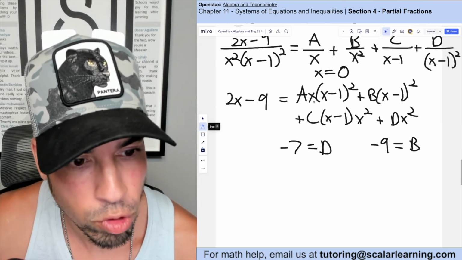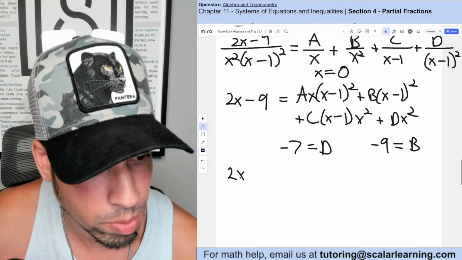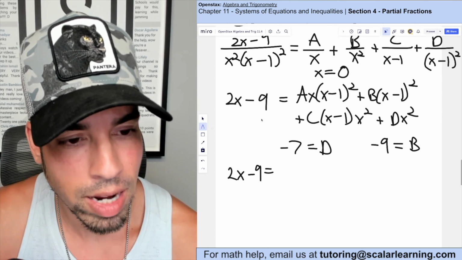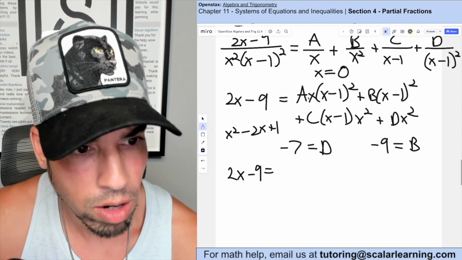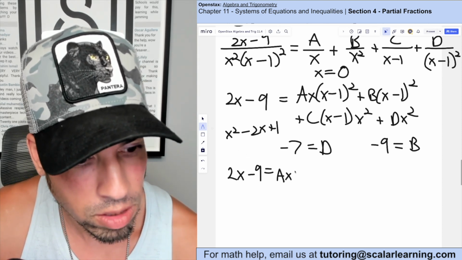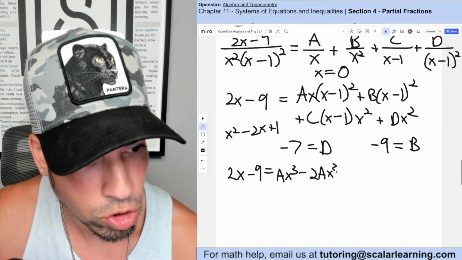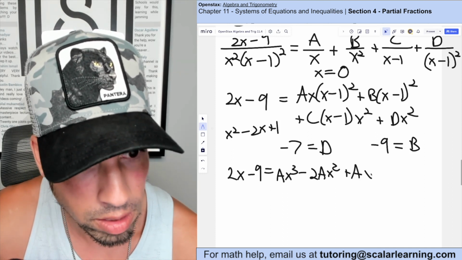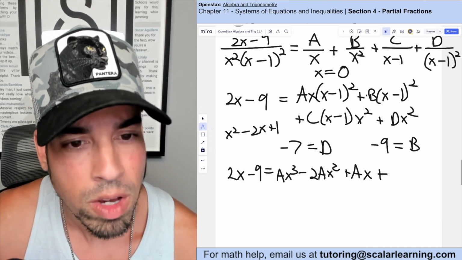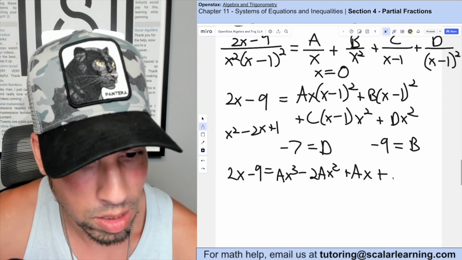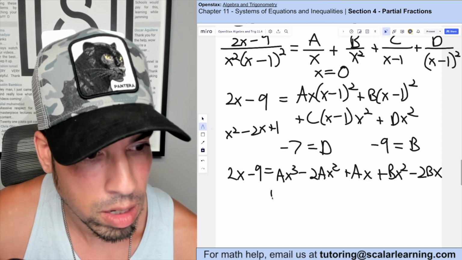Now just making a little bit more room. Now I'm going to simplify the top, knowing that negative 7 is D and negative 9 is B. So we're going to FOIL everything out. We got 2x minus 9 is equal to, at first I got (x minus 1) squared, which is x squared minus 2x plus 1, right, when I FOIL that out. So then multiply by Ax, I have Ax cubed minus, again, Ax times negative 2x, which is 2Ax squared, and then Ax times 1, which is plus Ax. And then we got plus B times, again, this, because that's (x minus 1) squared. So B times (x minus 1) squared, or this is Bx squared minus 2Bx plus B.